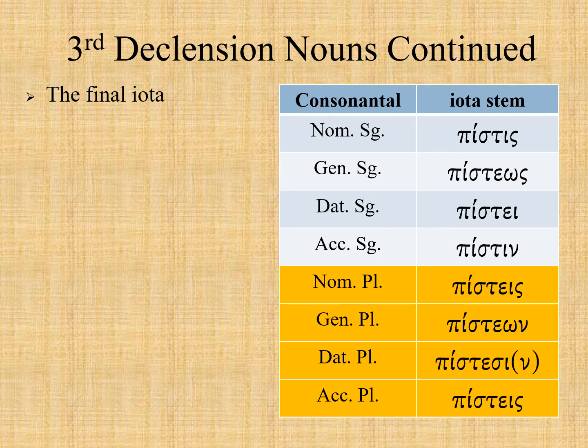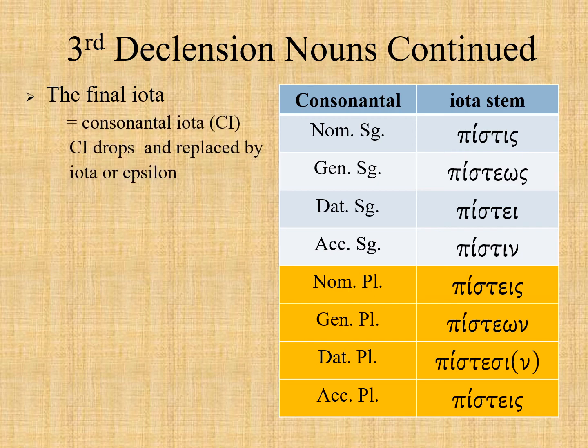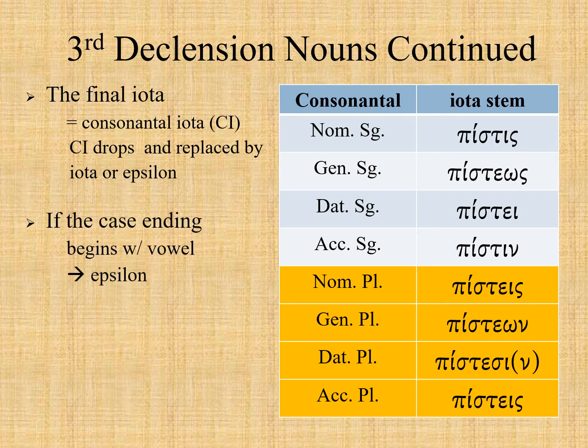Then we also have another third declension word, which is called consonantal iota forms, which basically means that the final iota just prior to the case ending is called consonantal iota. And that basically indicates that the consonantal iota drops and is replaced by either another regular iota or epsilon based on what is the following letter. So if the case ending begins with a vowel, the following letter is epsilon. If with a consonant, it is iota.